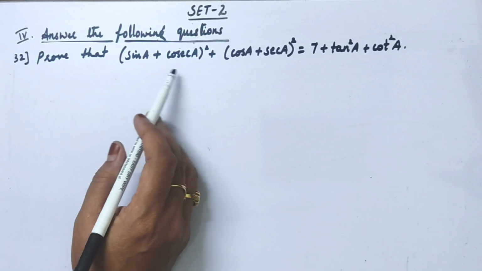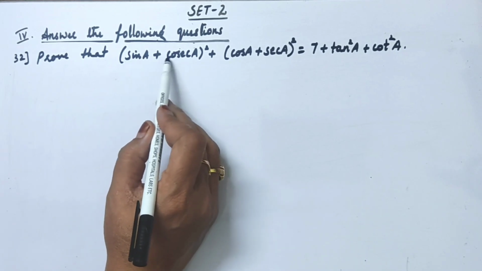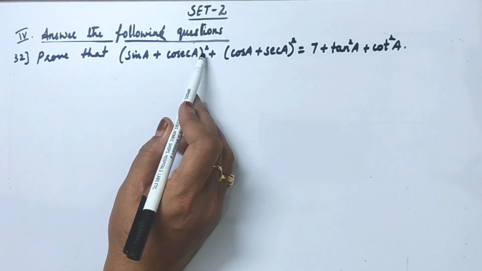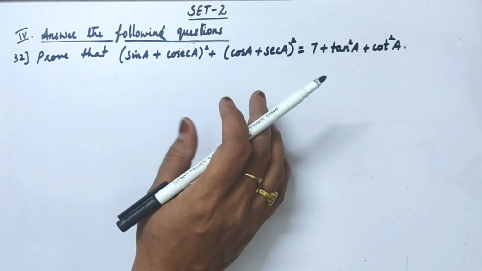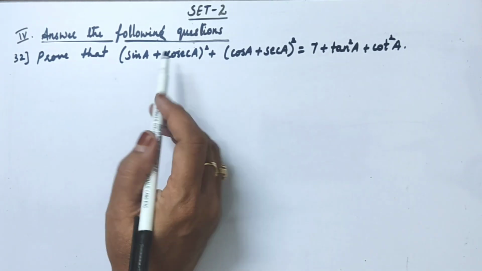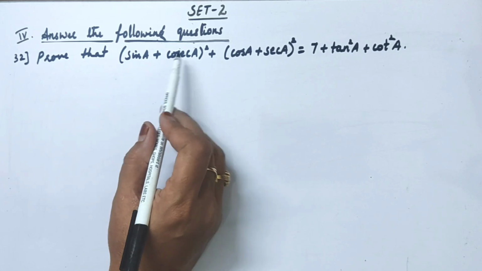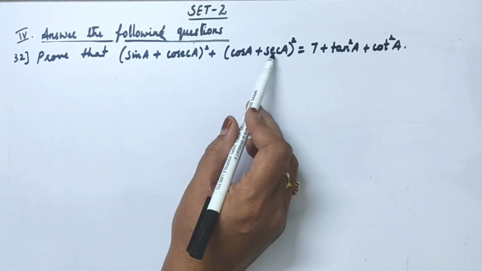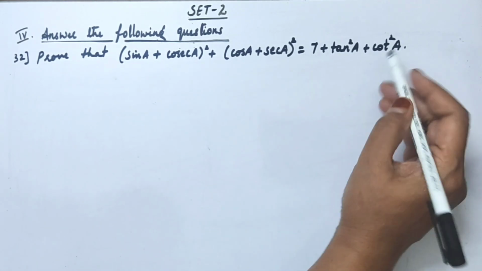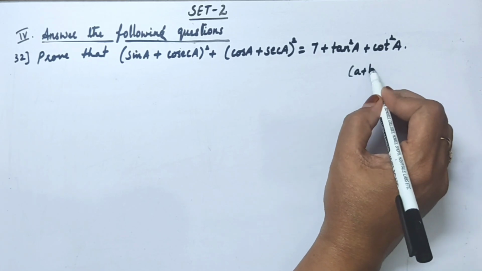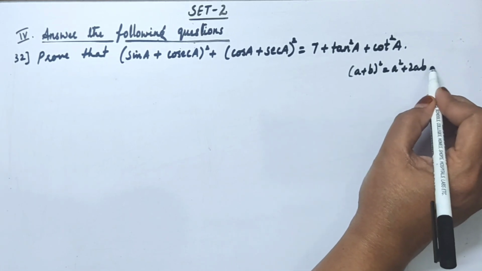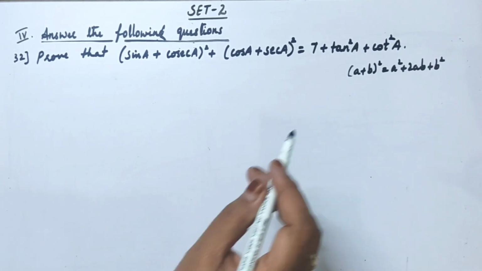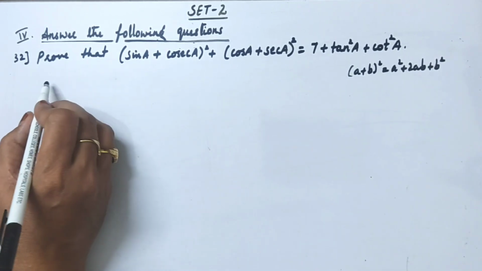Now you can see here (sin A plus cosecant A) whole square plus (cos A plus secant A) whole square. Here we have to apply the identity, students. This is in the form of (A plus B) whole square, this also is in the form of (A plus B) whole square. What is (A plus B) whole square, students? (A plus B) whole square equals A square plus 2AB plus B square. This is the identity we are going to apply here.